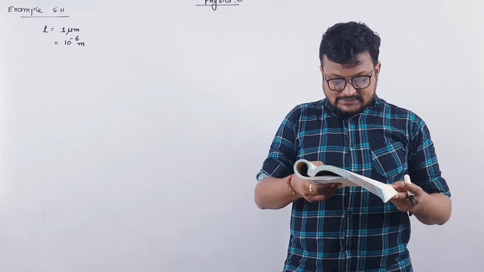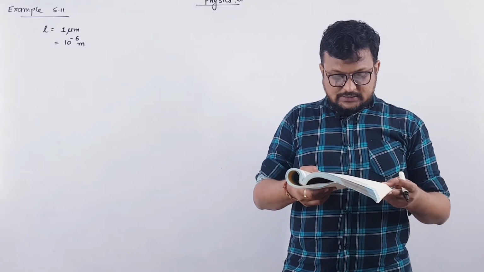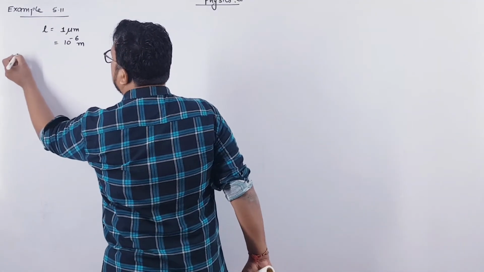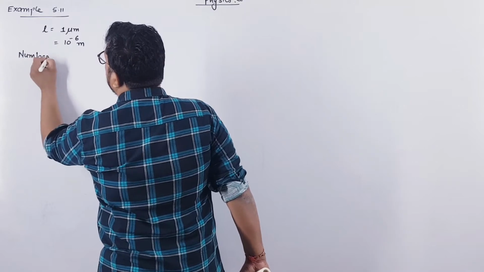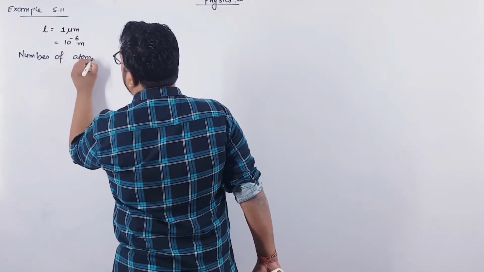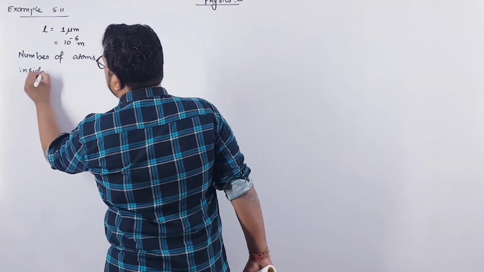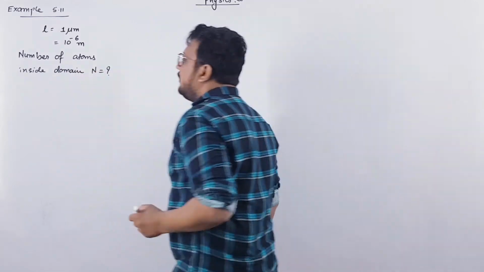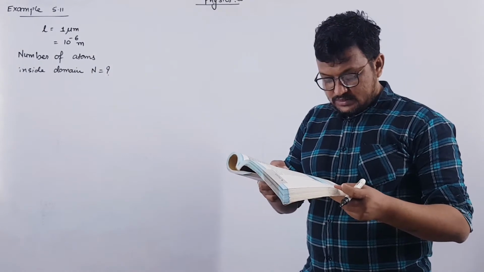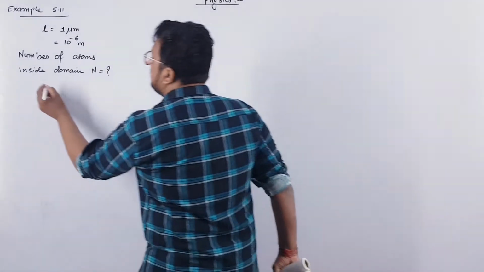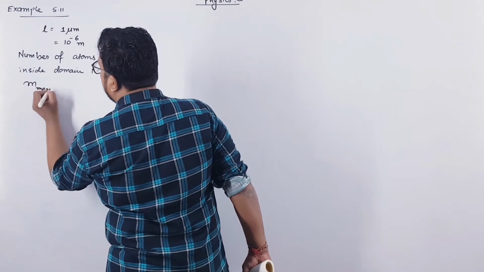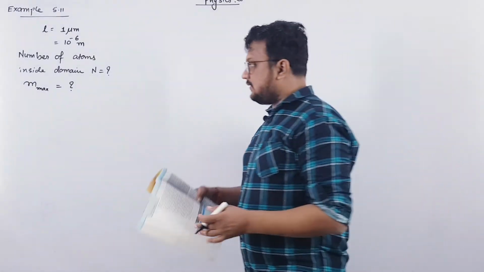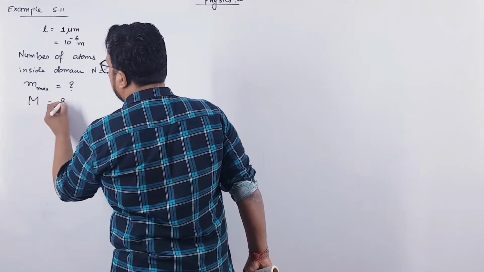Estimate the number of atoms in the domain and the maximum possible dipole moment. We have to find the number of atoms present inside the domain, that is n, which we have to calculate. Also we have to calculate the maximum possible dipole moment, M max, and the magnetization, capital M.